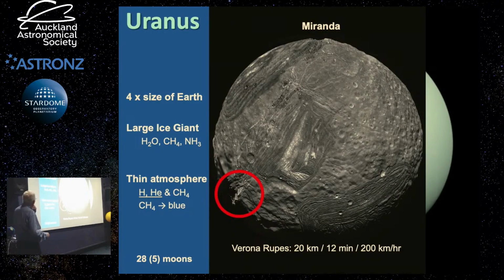Macbeth and Hamlet were my favourites. And why did I like Miranda? It's quite cool. It's got the largest cliff in the solar system, Verona Rupes. It's 20 kilometres high, and if you jumped off it, it would take you 12 minutes to get to the bottom. So you'd have 12 minutes to do a few selfies and put on your Facebook page or whatever. But the sad news is when that 12 minutes is up, you're going to hit the floor at 200 kilometres per hour. So you won't get to see many of the comments and who liked it and who didn't.